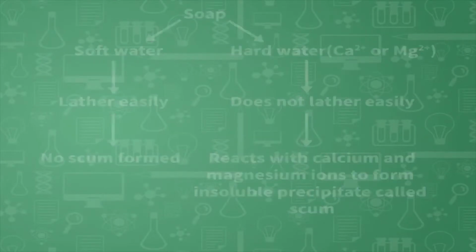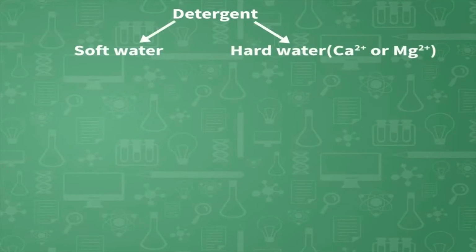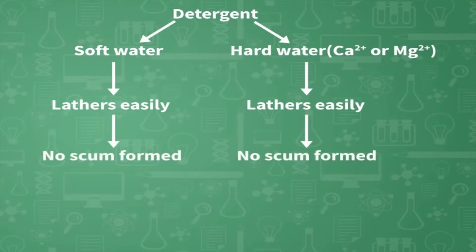When we talk about detergents, the detergents do not react with the calcium or magnesium, so the cleansing action is strong even in hard water. So no scum is formed when we use detergent, but the problem is that detergents are non-biodegradable and cause water pollution. But soap does not produce much water pollution.